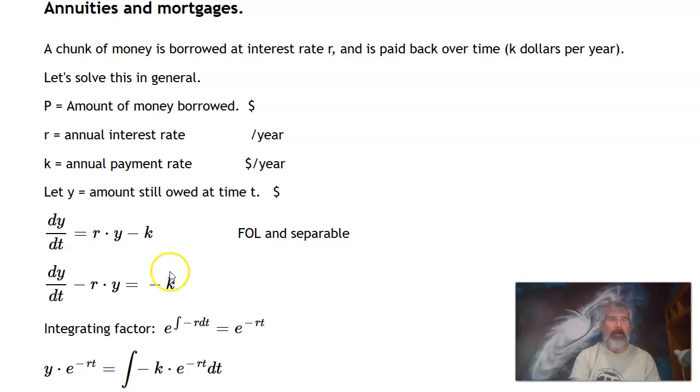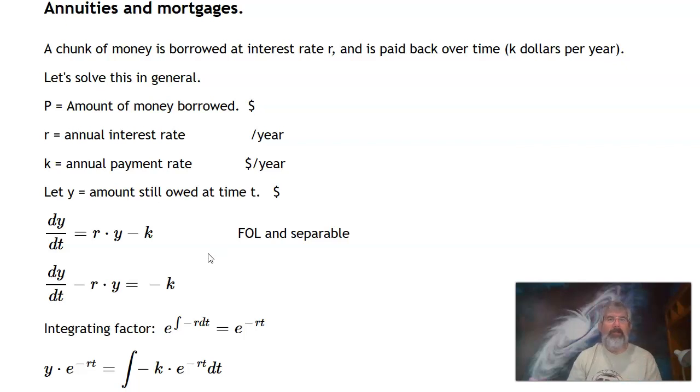Okay. So the amount owed is changing for two reasons. Interest is being charged and you're making payments. So the amount owed goes up because of that, it goes down because of that, hence the minus sign. Now, this is both a first order linear and a separable differential equation, so I could solve it either way.